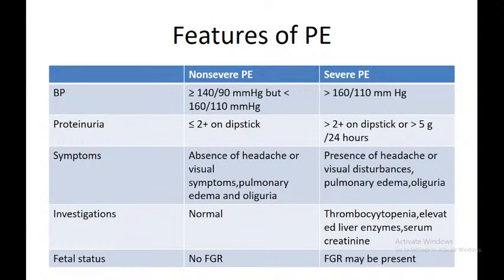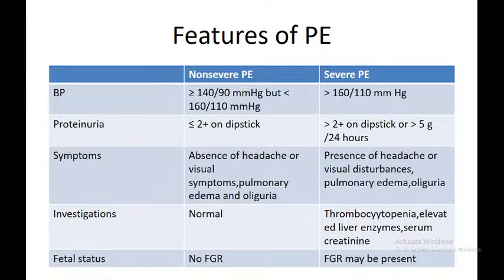So coming to the features of preeclampsia, we usually broadly divide it into non-severe preeclampsia and severe preeclampsia. One of the criteria is the blood pressure. If it is more than or equal to 140/90 but less than 160/110, it is non-severe, whereas if it is above that, it is severe preeclampsia.